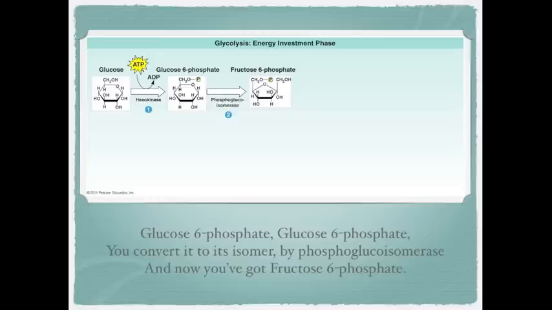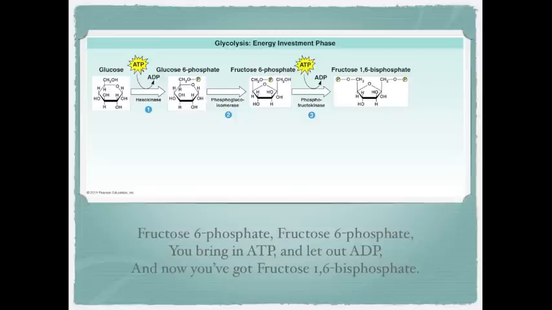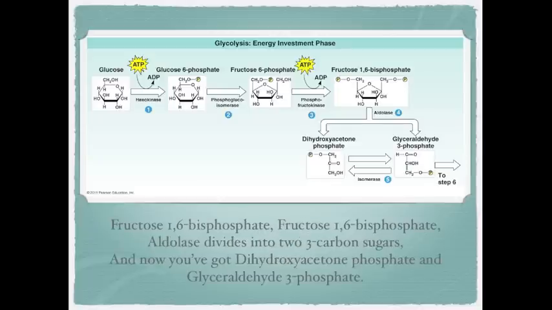Glucose 6 phosphate. You convert it to its isomer by phosphoglucoisomerase, and now you've got fructose 6 phosphate. You bring in ATP and let out ADP, and now you've got fructose 1,6-bisphosphate.